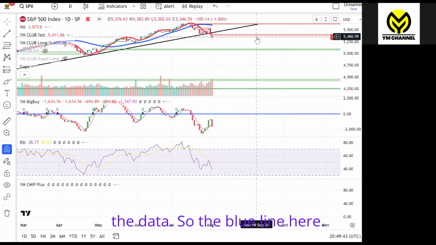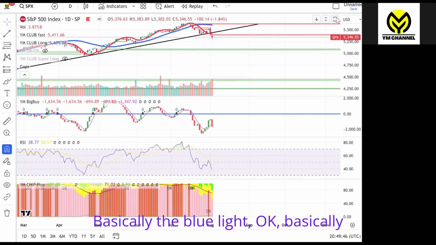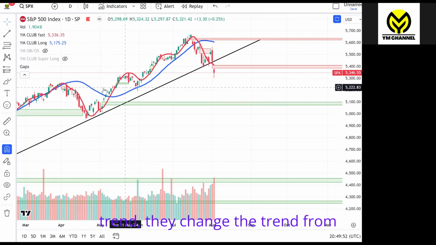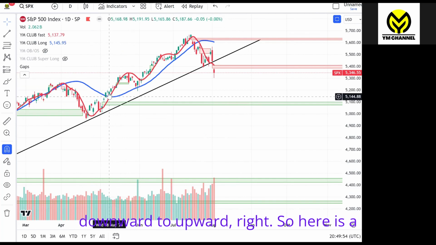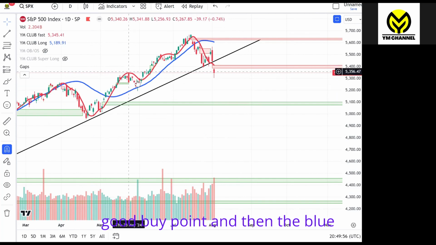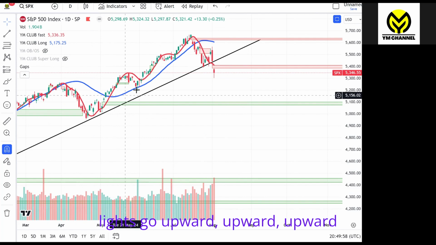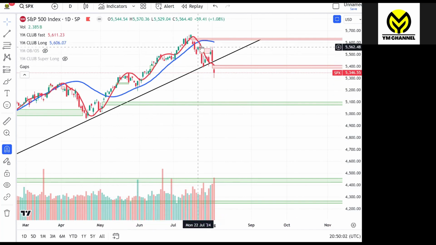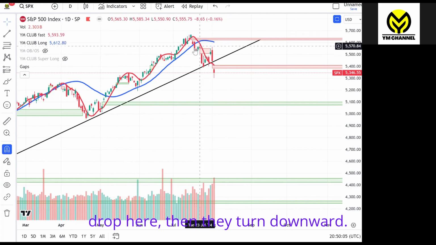Let's see the data. So the blue line here, basically we go above, which is good. And then they change the trend from downward to upward, right? So here is a good buy point. And then the blue lines go upward until basically recently they turning downward. They have a big drop here, then they turn downward.